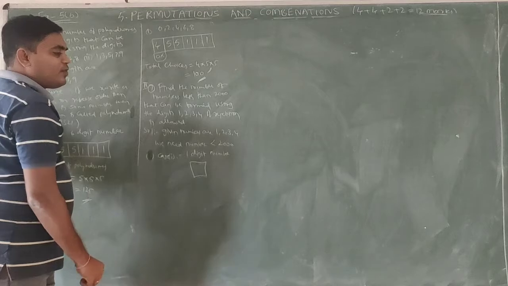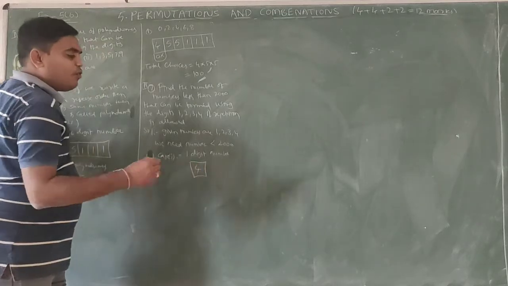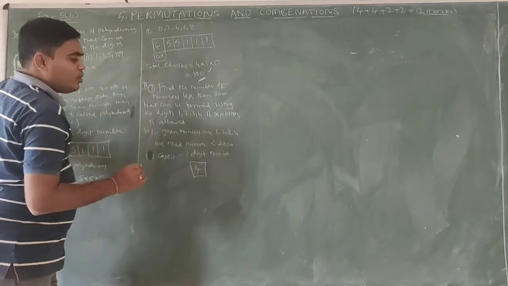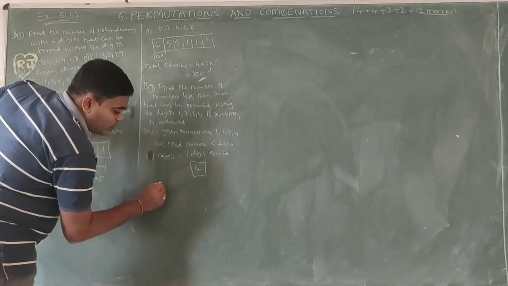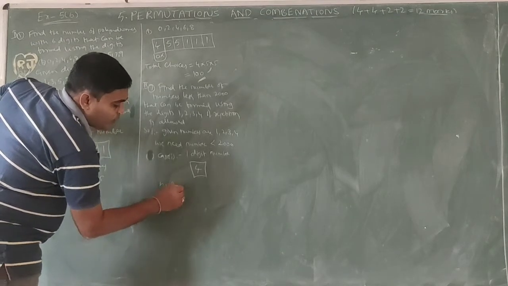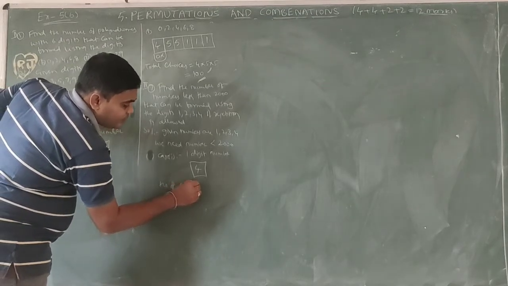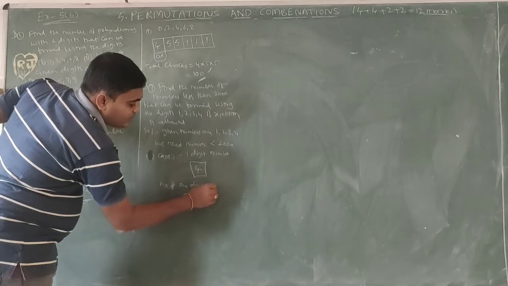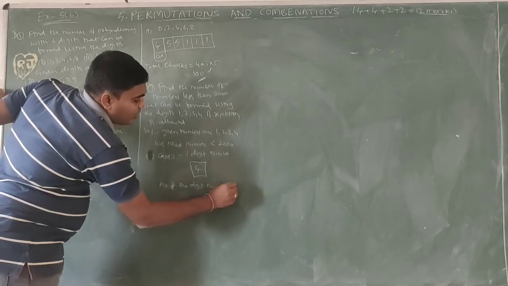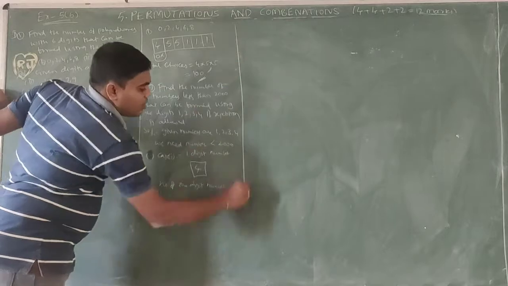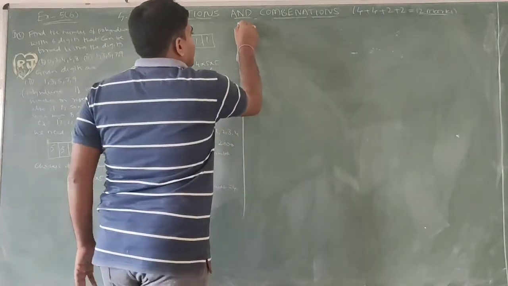So how many choices for one digit number? We will get 4 numbers. All are less than 2000. Okay, so number of one digit numbers equal to 4. Next, 2 digit numbers, case 2.